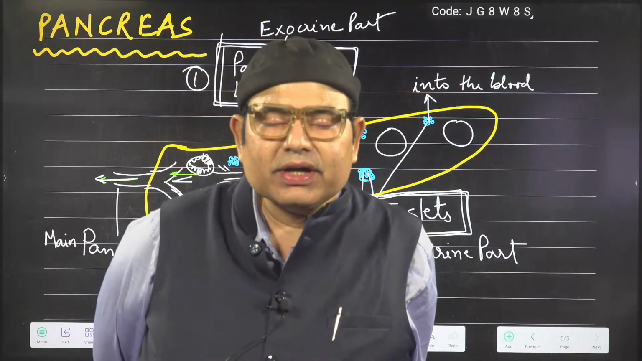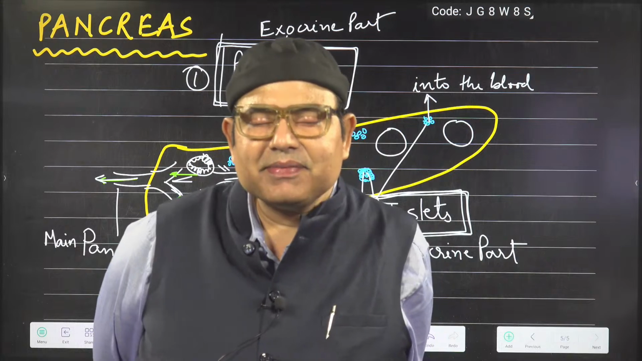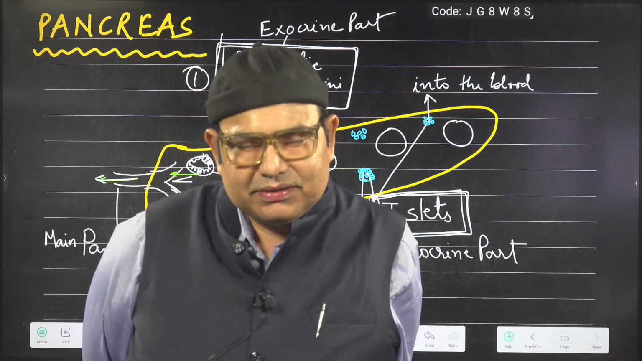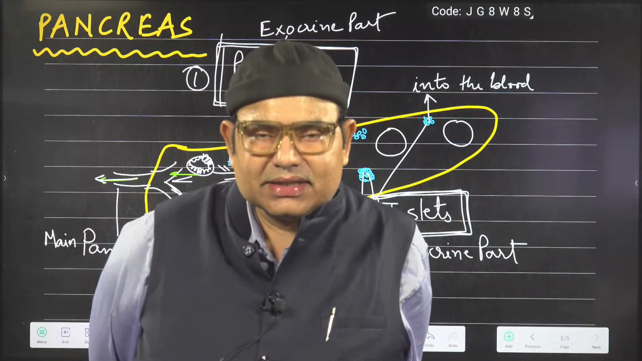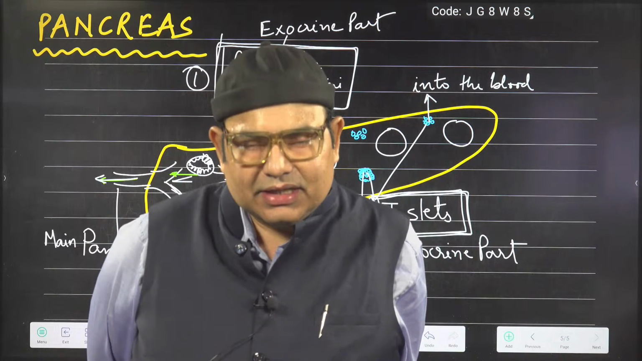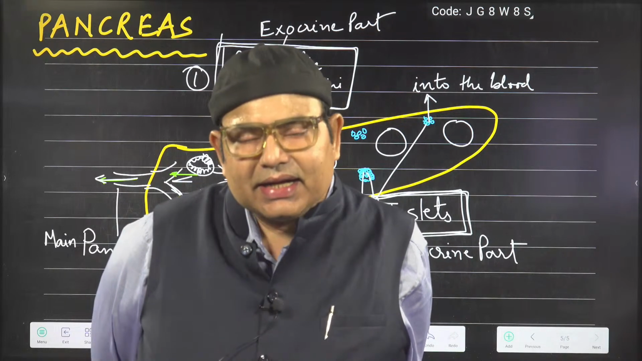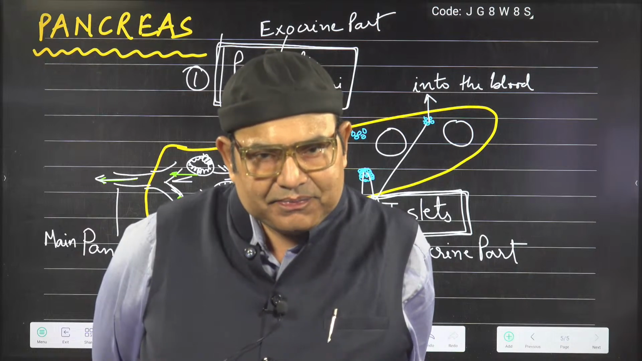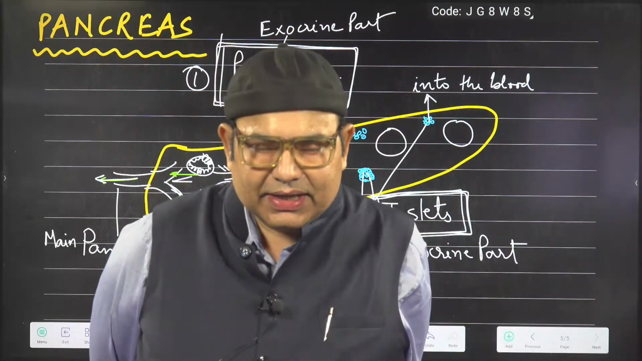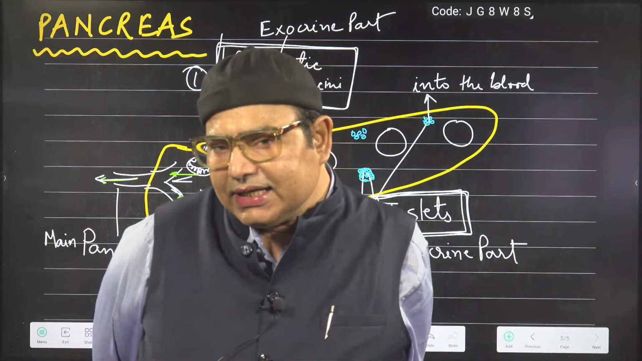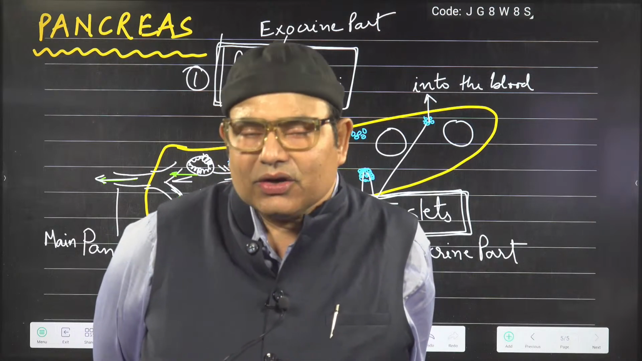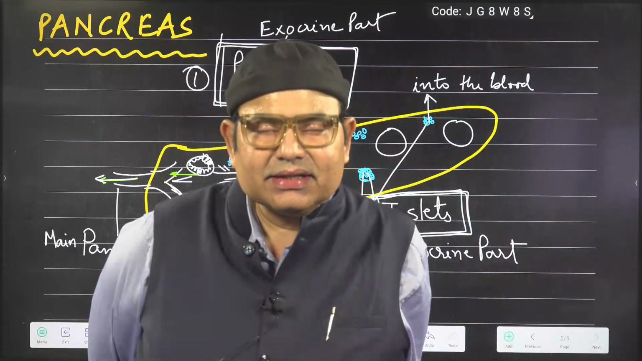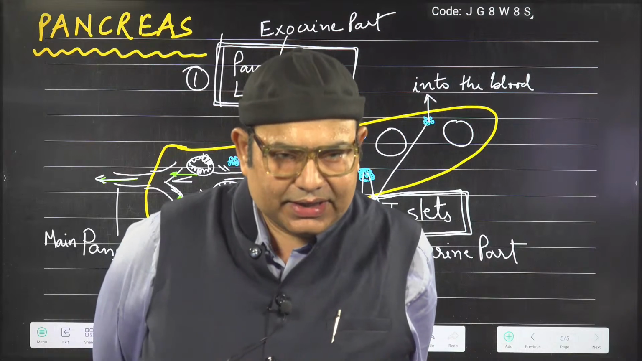So we have only one pancreas, single pancreas in the abdomen, more or less in the center. And the tip is going towards the left side. We have one pancreas, okay? And pancreas is a heterocrine gland. It is having both exocrine and endocrine part. The lobules are exocrine and the islets are endocrine.